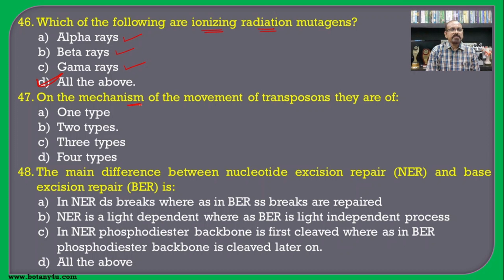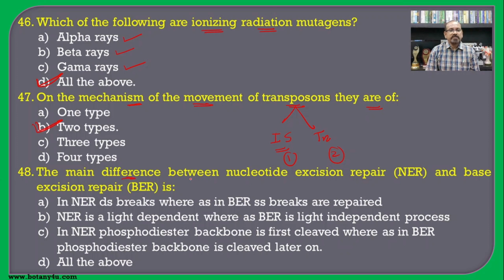On the mechanism of movement of transposons, they are of. So if you see the transposons, they are of two types, that is IS elements, that is the insertion sequences, and second one is known as the Tn, that is the transposon or the complex transposons. So these are 1 and 2. So there are two types of transposons on the basis of their mechanism of movement.